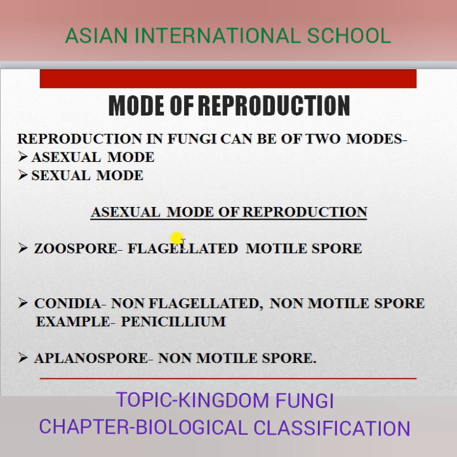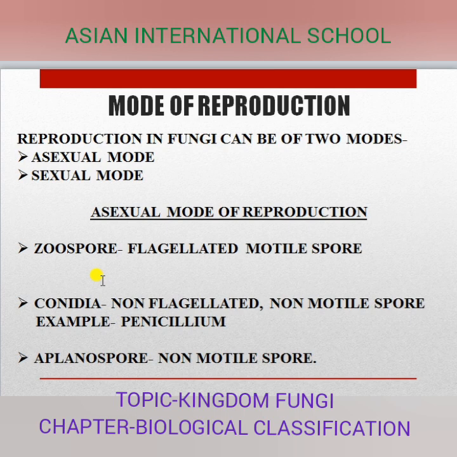In the asexual mode of reproduction, there are three different types of spores commonly found. First one is the zoospore. Zoospore means, from the name we can understand, this is a flagellated spore, and that's why this spore can show motility. It can move from one place to another place. So zoospore is the motile flagellated spore which helps the fungi during their asexual mode of reproduction.